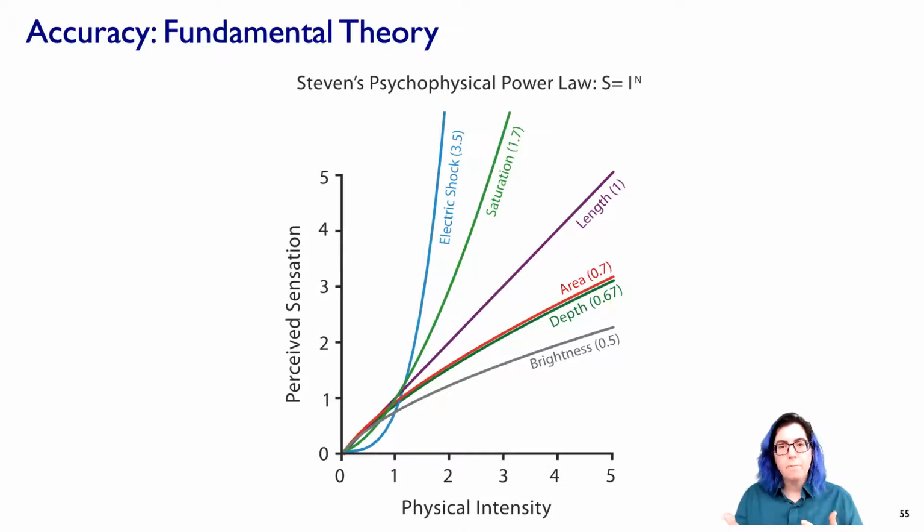If you double the stimulus, you do not get double the perceptual response. You get a compressed response, and the opposite is also true. You can have magnified stimuli, where with electric shock, tingles in the fingertips, if you double the stimulus, it feels like it's more than doubled. So this is some fundamental psychophysical work that informs these rankings.